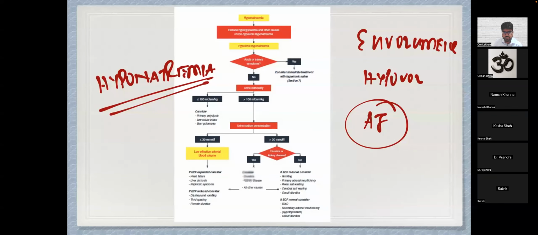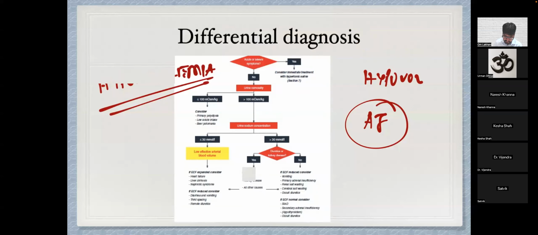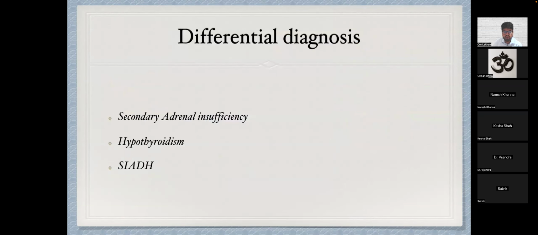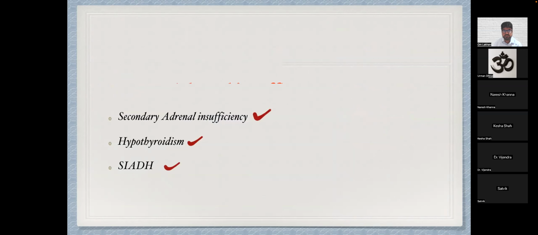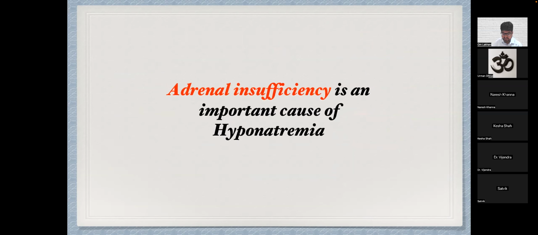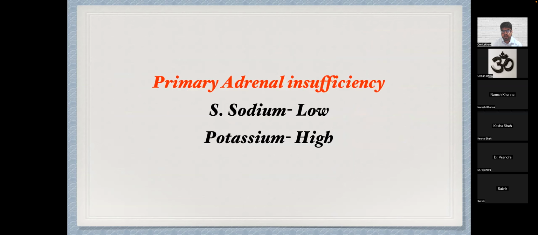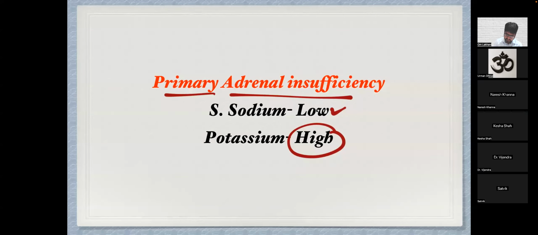This is a very, very important situation that you have to understand. So in this case, when you have a euvolemic hyponatremia, think of adrenal insufficiency, hypothyroidism, SIADH as potential causes. So adrenal insufficiency is a very, very important cause of hyponatremia and should always be diagnosed and should not be missed out. Now a little bit about primary adrenal insufficiency. We discussed the tertiary and secondary, but a very important thing which defines primary adrenal insufficiency is they have hyponatremia with hyperkalemia, but a secondary, right?